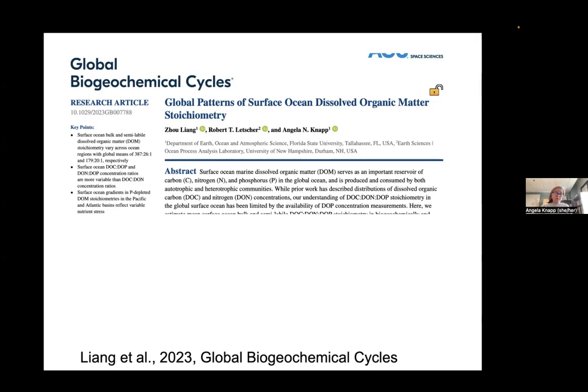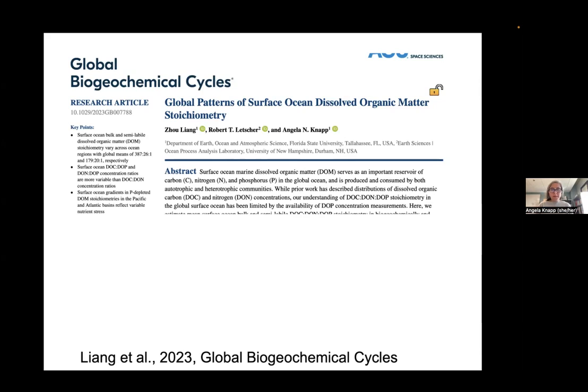And so what this looks like is that you will have increasing DOC to DOP or DON to DOP concentration ratios as DOP is consumed. What we found is that DOP concentrations change much more than DOC or DON in the global surface ocean. And we think that's because the chemical composition of DOP allows it to be used as an assimilative phosphorus source much more easily than DON. DOC is just used by heterotrophs, not by autotrophs.